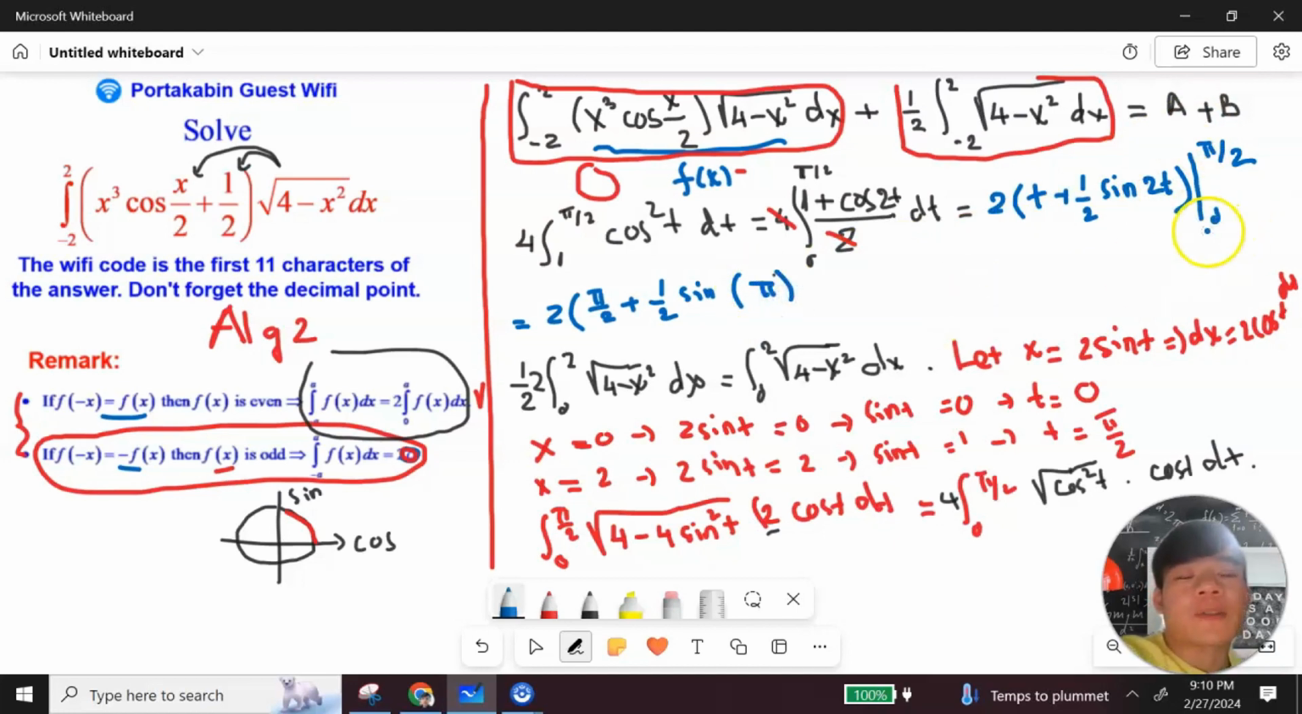Now the lower bound 0, you substitute over here. Sine 2 times 0 should be 0. Sine 0 equals 0. So 0 plus 0 equals 0, times 2 equals 0. So you don't have to worry about the lower bound. The answer should be, I have parentheses right here. Sine pi should be 0, so this guy is gone. Now 2 and 2 cancel out. I have only pi left right here.